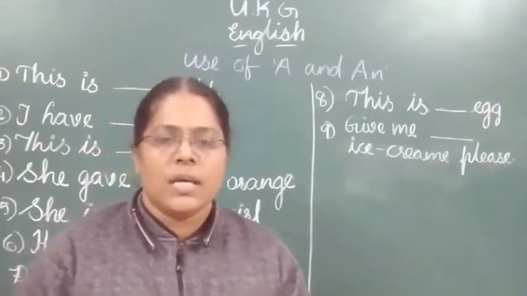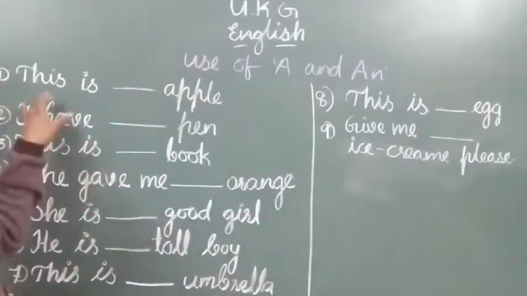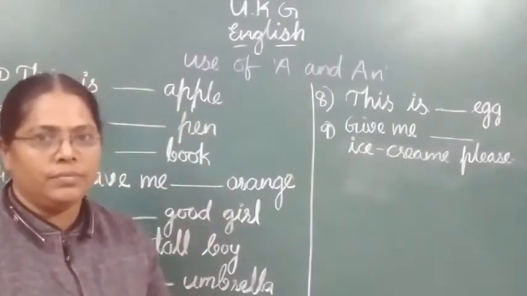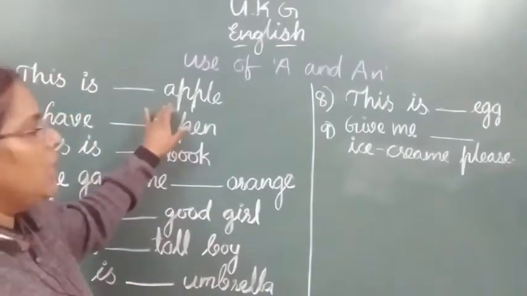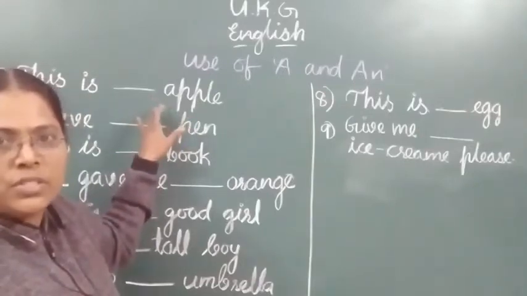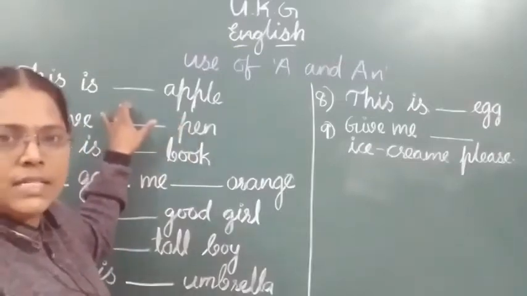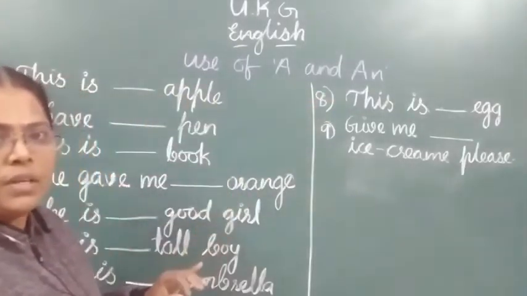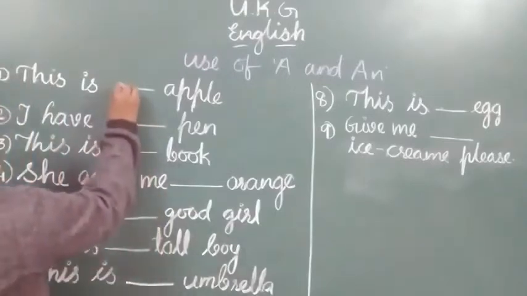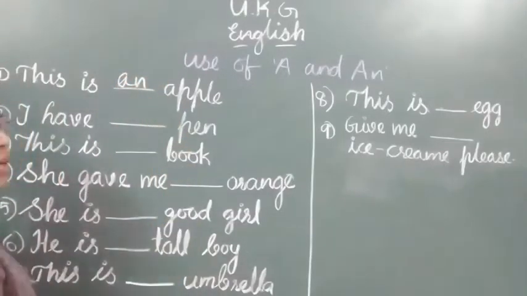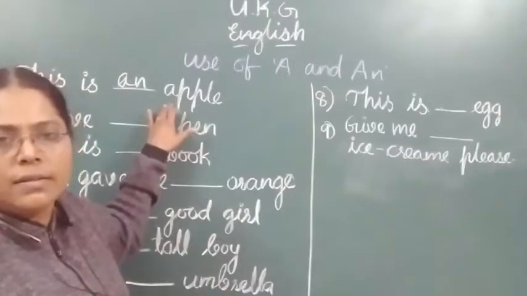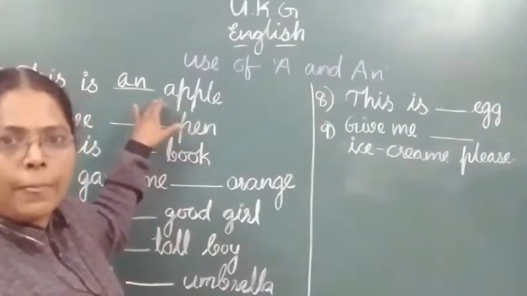Okay, dear students, here are some examples. Please listen. This is dash apple. Look, apple is a word beginning with a vowel sound. So which letter will we use? An. This is an apple. Why? Because this word begins with a vowel sound, so we will use an.